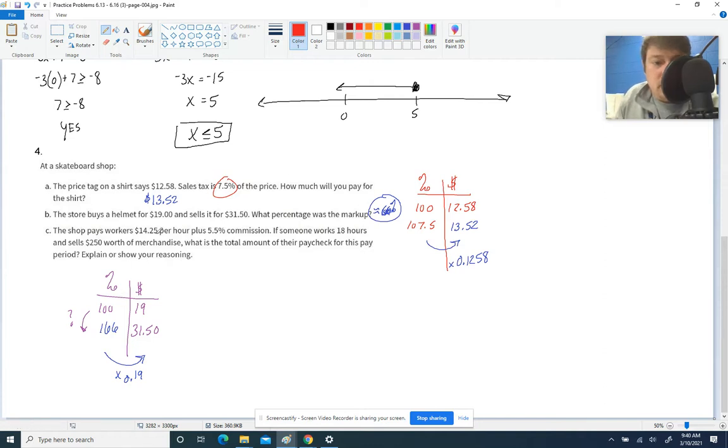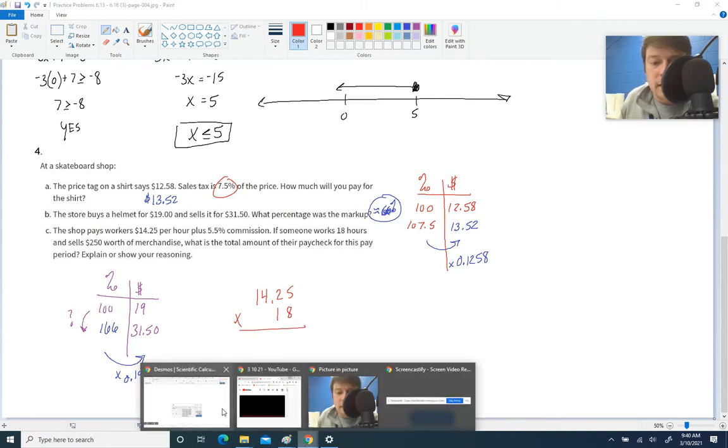All right, part C. Last one. The shop pays workers $14.25 per hour plus a 5.5% commission. If someone works 18 hours and sells $250 worth of merchandise, what is the total amount of their paycheck for this pay period? Explain or show your reasoning. Well, let's do the 18 hours first. So if I get paid $14.25 an hour and I work 18 hours, that's simple multiplication.